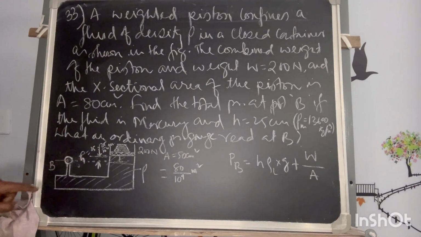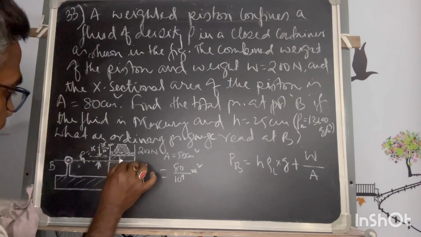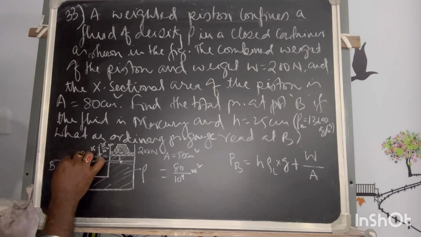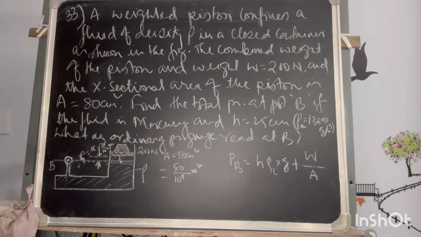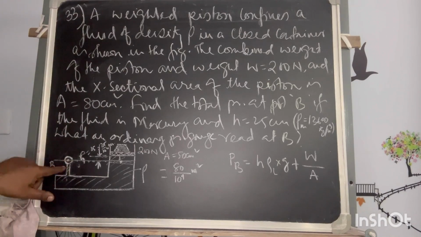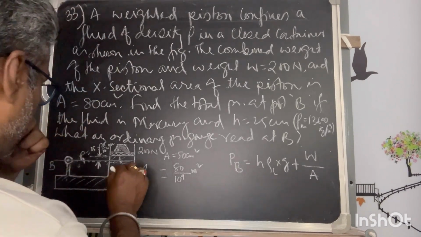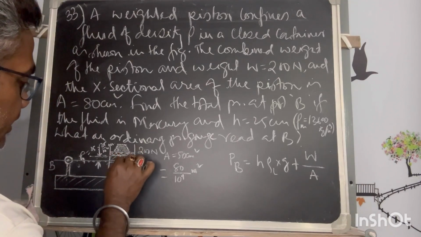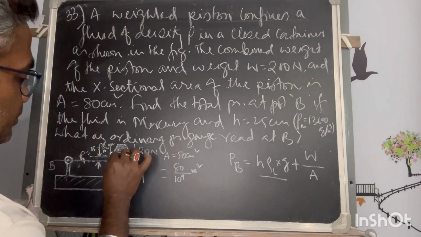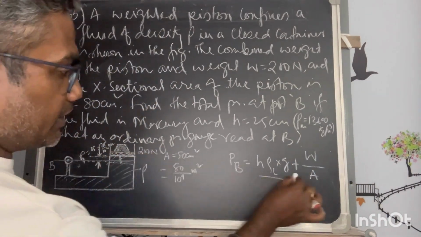The pressure here, if I take the same horizontal line, the pressure here and the pressure at this point are the same, and the liquid is also the same. So the pressure at B, there is no atmospheric pressure acting because this is a closed one. Only the pressure at B is acting. That is equivalent to a liquid column of height H creating some pressure, plus the weight of the system, piston plus the weight together, acting on this cross section A.